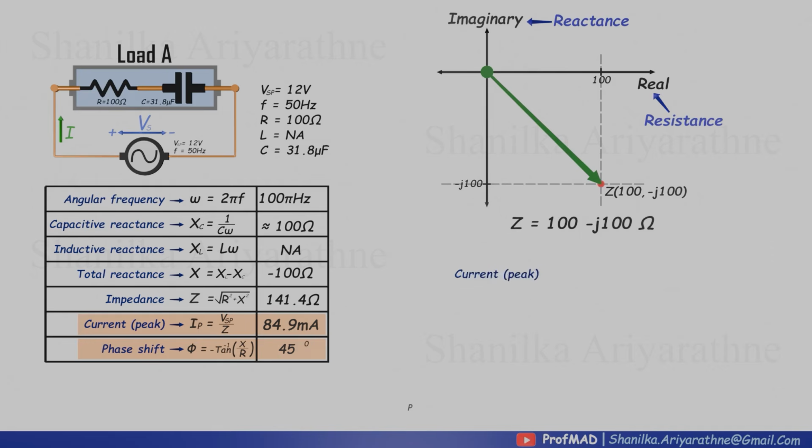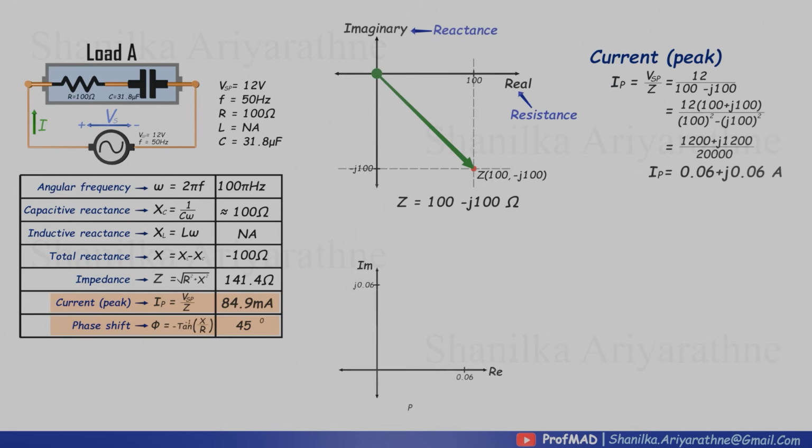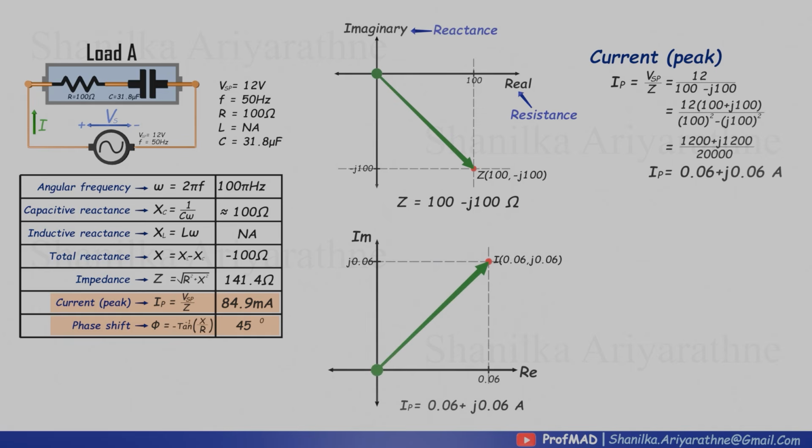Now we apply Ohm's law, but in complex form. Instead of just dividing magnitudes, we divide complex numbers. So current equals voltage divided by impedance. And the result we get is a complex current. If we plot this complex current on the plane, it would look like this. From that single value, we can easily find both the magnitude and the phase angle.